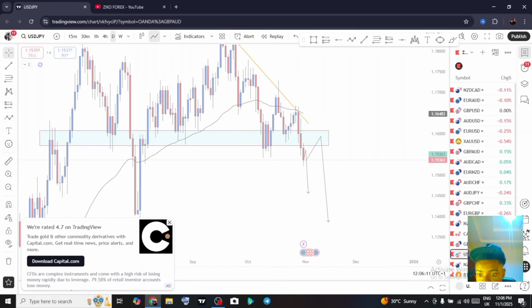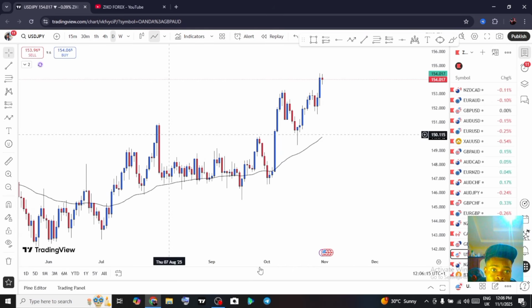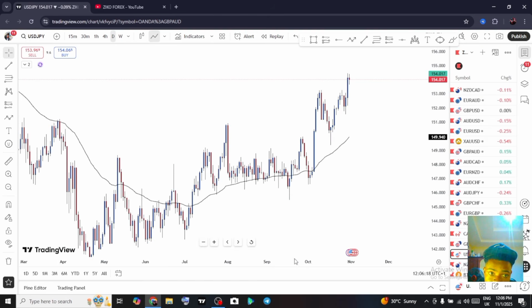USD JPY next pair. Can clearly see why I'm not going to be paying attention to this market, right? Tell me in the comment section, why am I not paying attention to USD JPY?